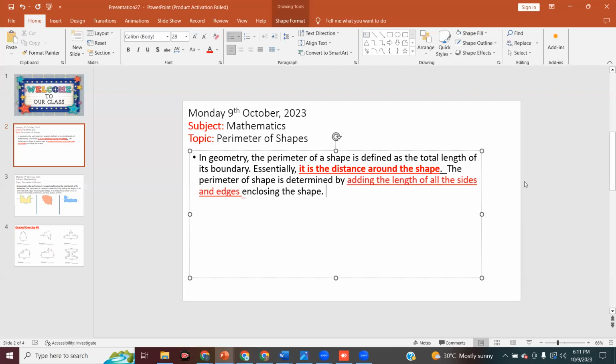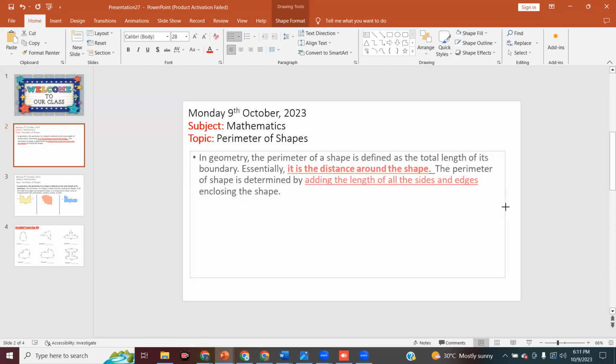So the perimeter is the distance around the object or distance around the shape. And we can find the perimeter by adding the lengths of all the sides and edges of the shape. Okay.